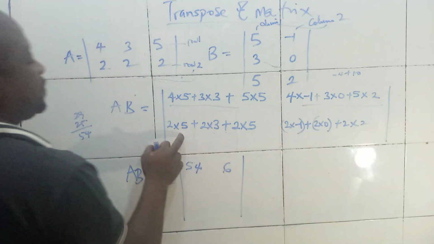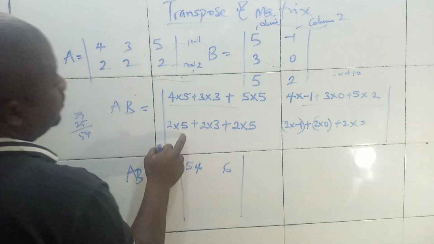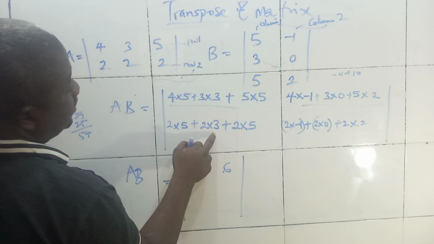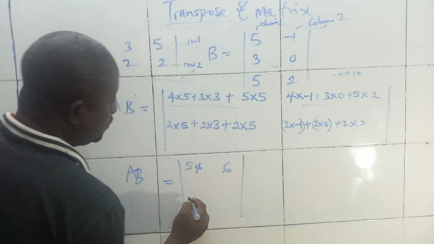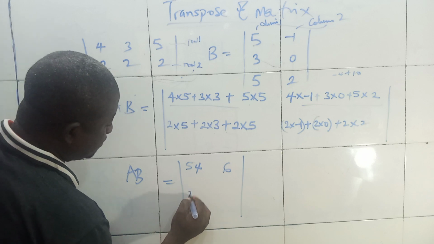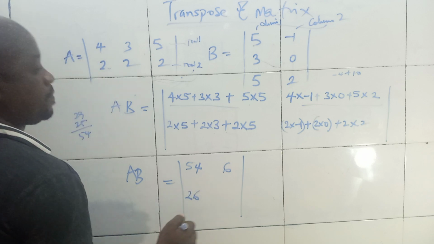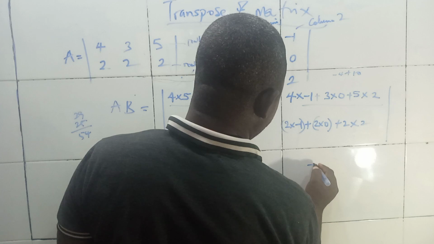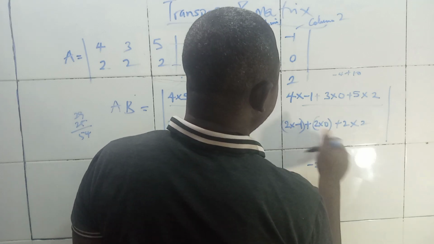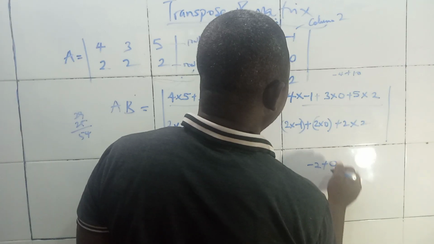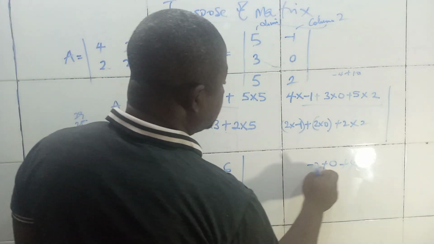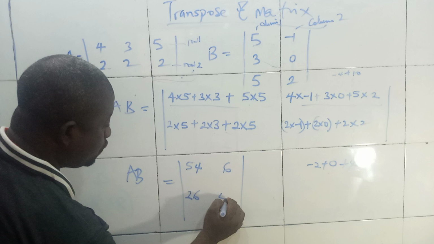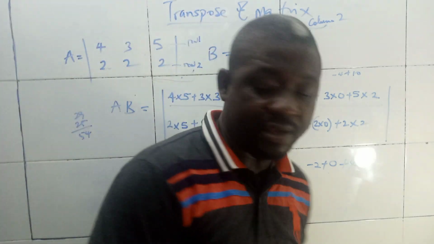So go to this. 2 times 5, that is 10. 10 plus 2 times 3, that is 6. That's 16. 16 plus 10, that's 26. Then 2 times minus 1, that is minus 2. Plus 2 times 0, that's 0. Plus 2 times 2, that's 4. So we have minus 2 plus 4, that is 2. So we have gotten AB now.